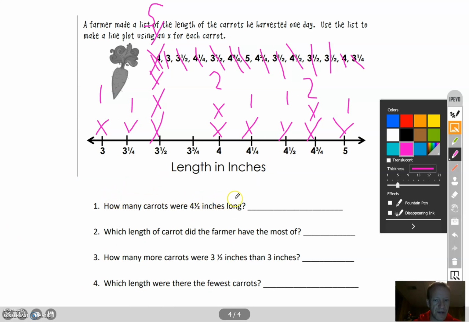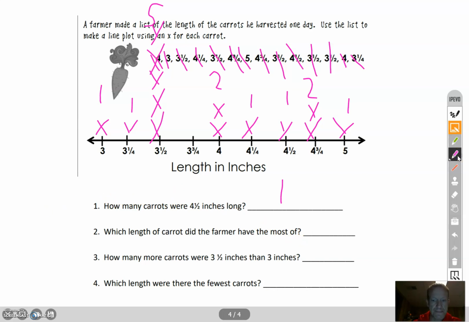How many carrots were 4.5 inches long? Go ahead and answer that question. If you said 1, that would be the correct answer. Which length of carrots, and now we're going to look at the bottom part, did the farmer have the most of? Go ahead and take a look at it. Okay, so if you said 3.5, that is correct.